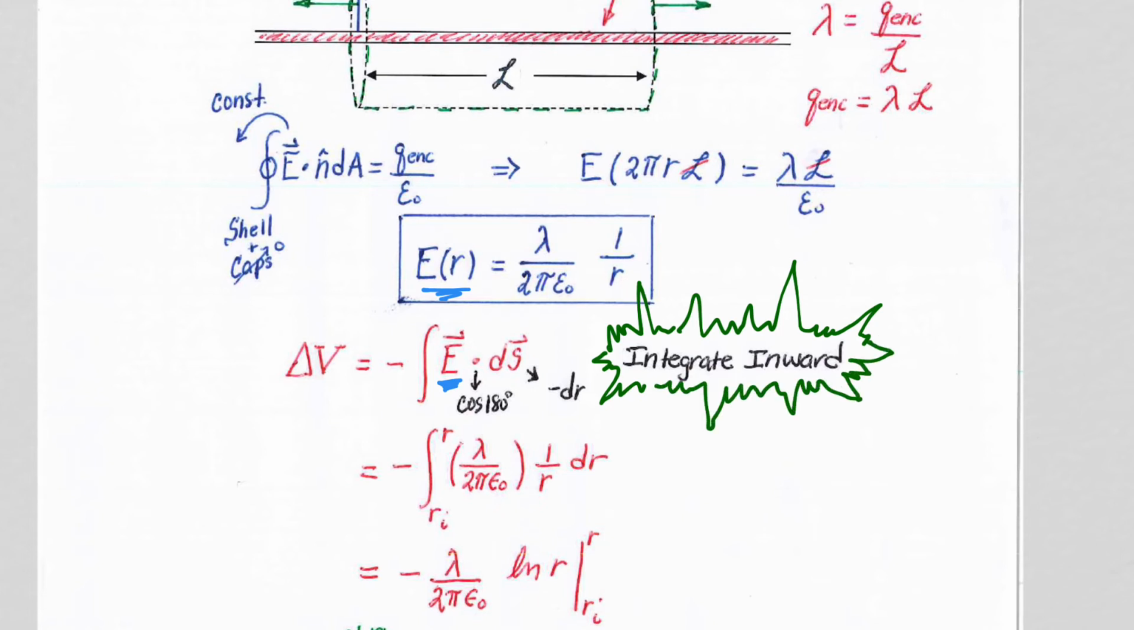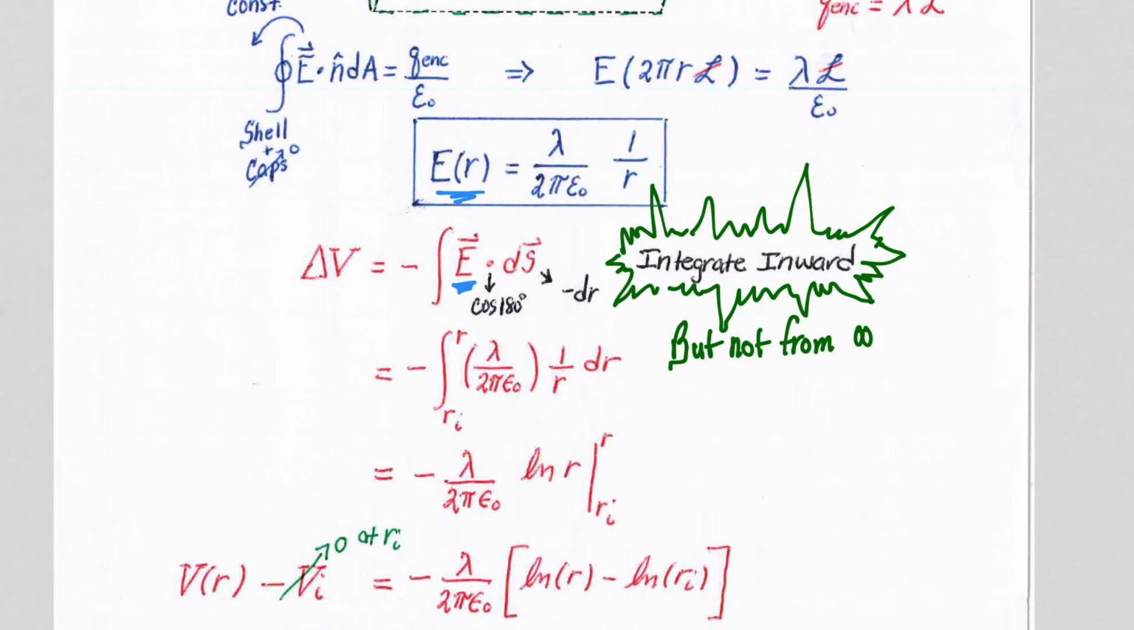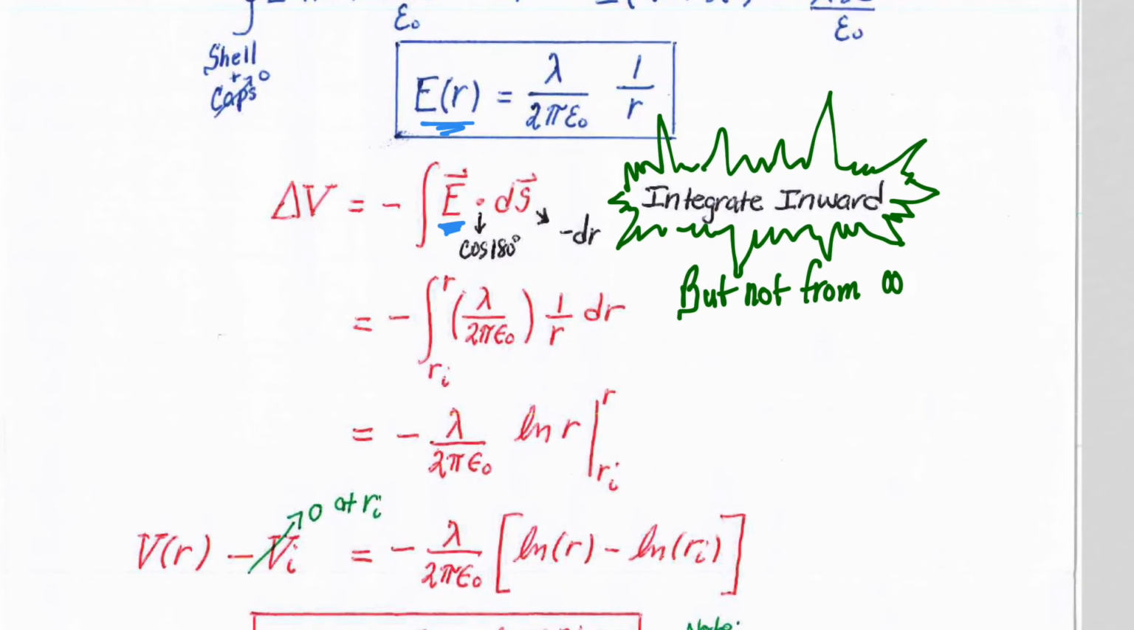And please make a note here. This is the one case where when we integrate inward, we will not be going in from infinity. So put in here, not from infinity, and we'll see why not from infinity in a moment. Let's just finish our calculation. So we have R final, R initial, and R initial will not be infinity. We'll see why in a moment.